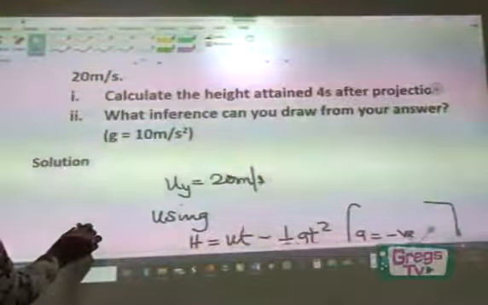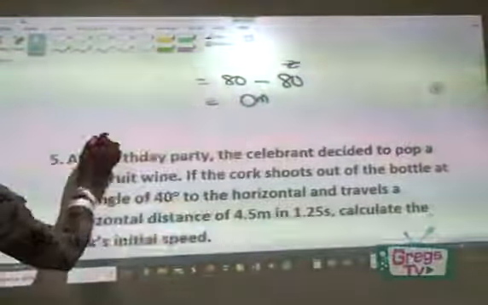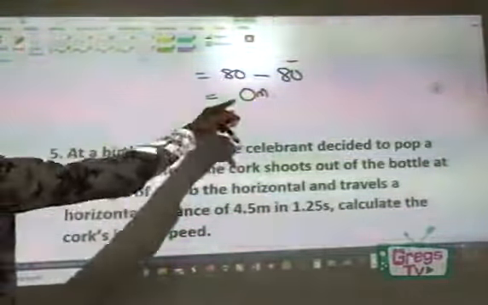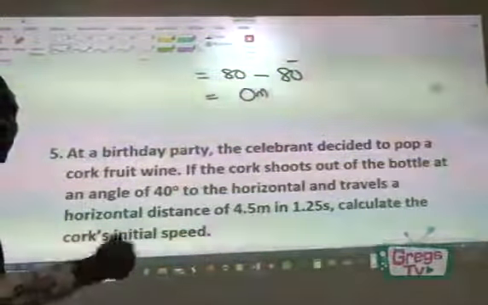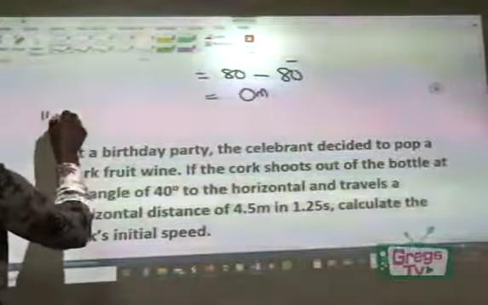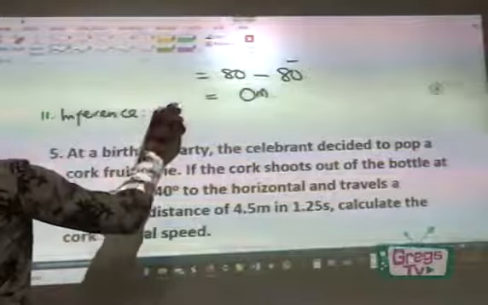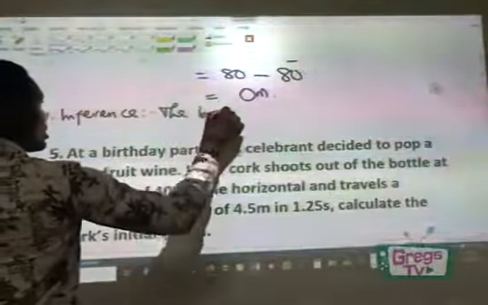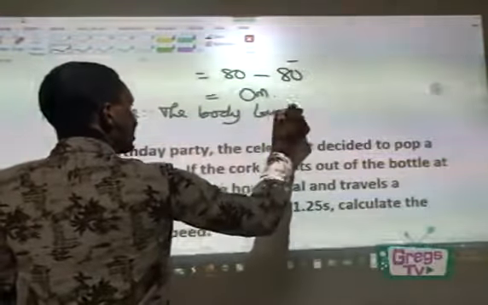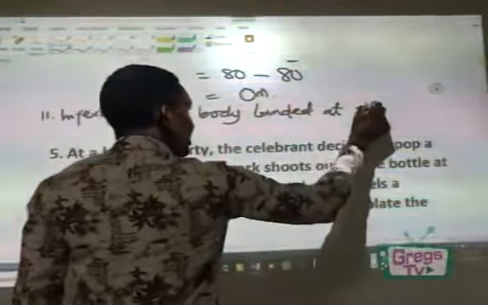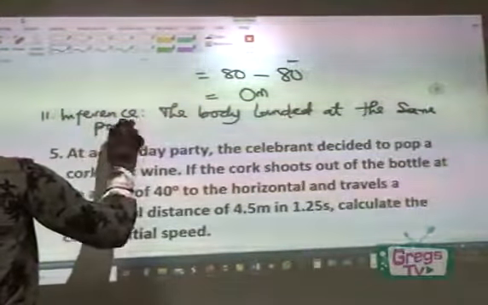Number 2, what inference can you draw from your answer? For the fact that the distance covered is 0, that means the body actually landed at the same point of projection. So I'll come here and say inference: the body landed at the same point of projection.